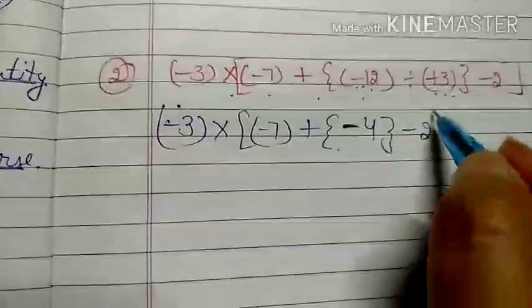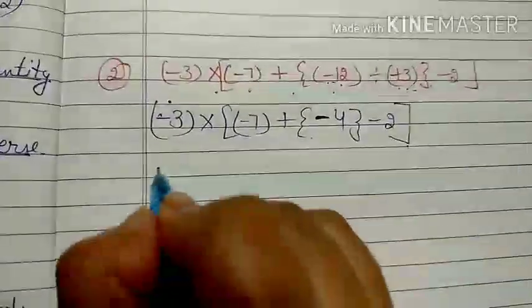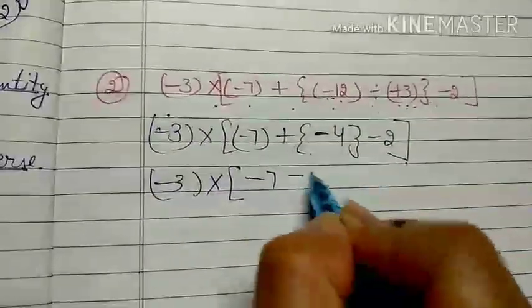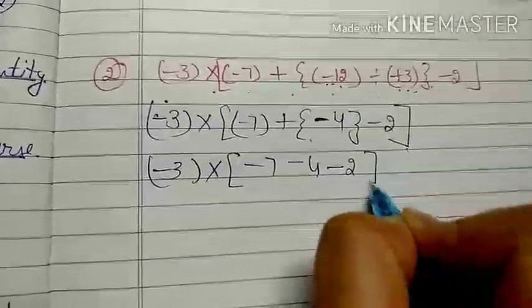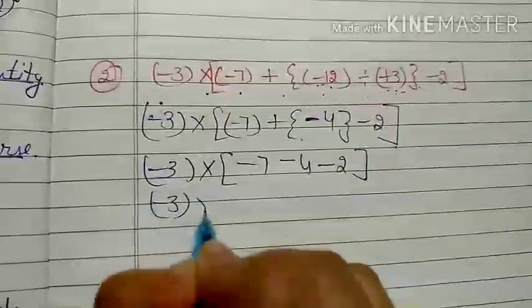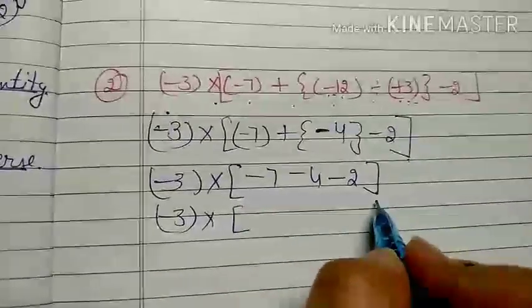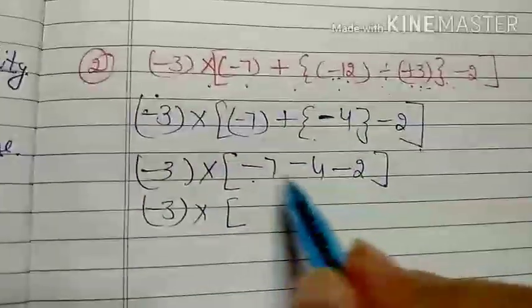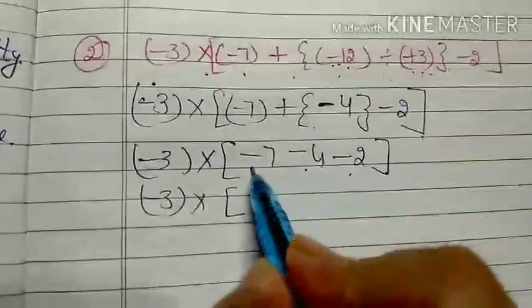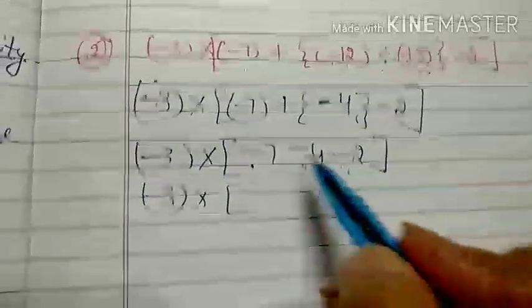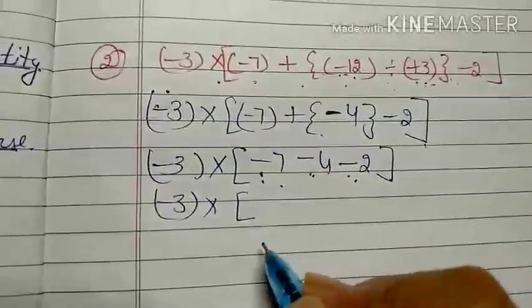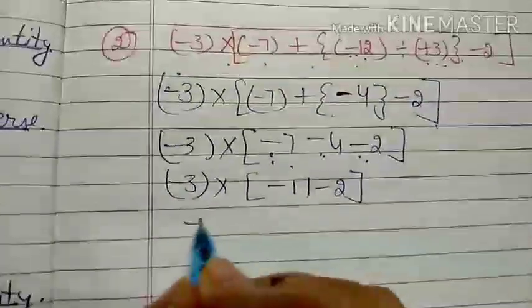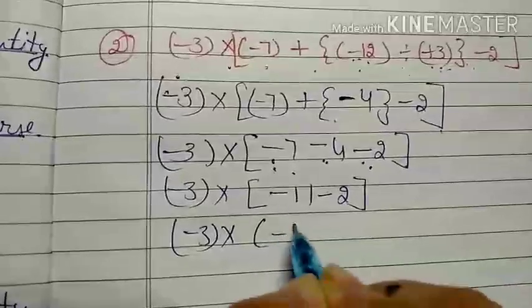Then minus 2. After that you have to open the bracket. Minus 3 into, this is minus 7, minus 4 and minus 2. If all signs are the same, you have to add the integers, but your answer should have the same sign that is present there. Like minus 7, minus 4, minus 2. 6 plus 7 gives you 13. Or either you can write first minus 11, minus 2. The next step, minus 3, minus 13.